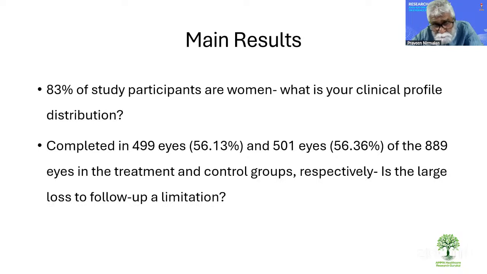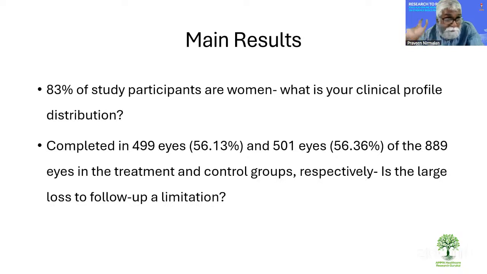They managed to complete the study in 499 eyes. They had about 889 eyes to start with, and they completed in 499 eyes. That's 56.13%, and 501 eyes of the 889 eyes in the control group. So about 56% of the people at baseline, they managed to follow up to 14 years and then complete the study. So there's a more than 40% loss to follow-up.